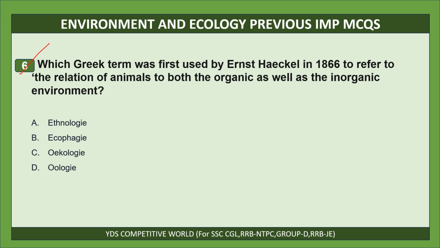Sixth question. Which Greek term was first used by Ernst Haeckel in 1866 to refer to the relation of animals to both the organic as well as the inorganic environment? Option A. Ethnology. Option B. Ecophagy. Option C. Ecology. Option D. Oology. Option C. Ecology is the correct answer.